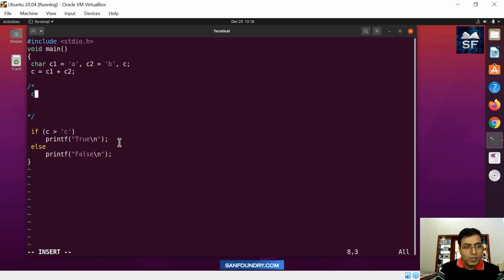As I already told, the ASCII value of A is 97, the ASCII value of B is 98, and the ASCII value of C is generally 99, right? Okay, these are the three things. Now, some of you will have a doubt: what does it mean when you add two characters? The C programming language is slightly different.